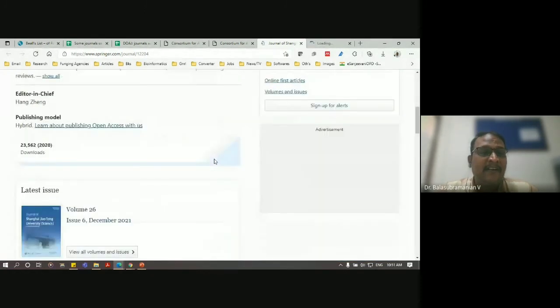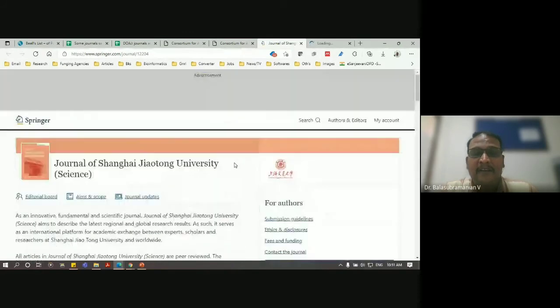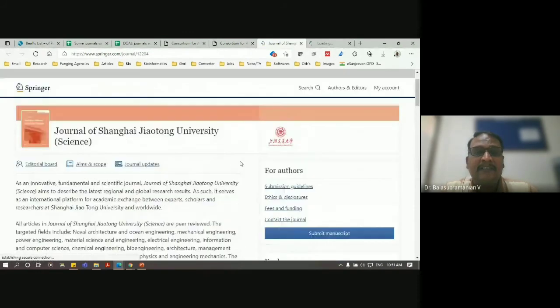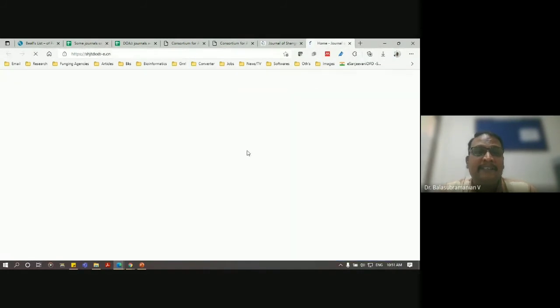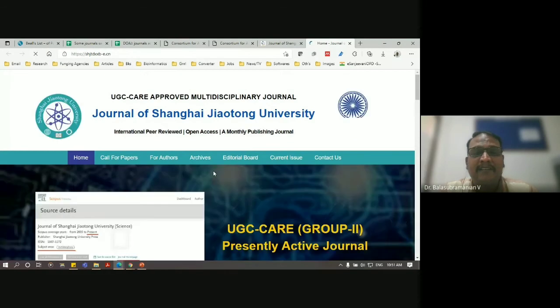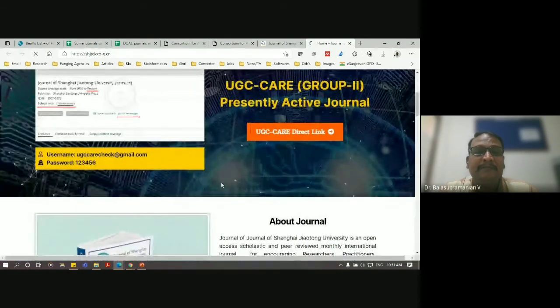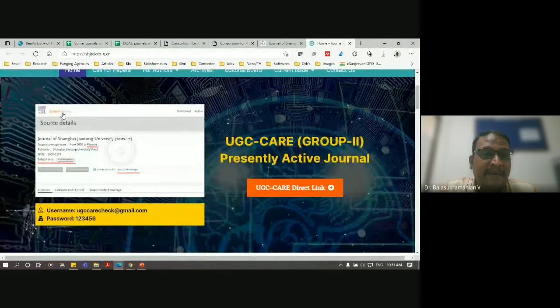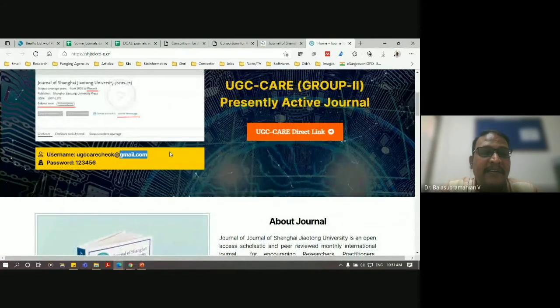They have a standard, and you can understand how we can submit. And this is the original website. If you look at the duplicate website, you can see it is a duplicate. They mention a UGC group 2 journal, but they are mentioning Scopus preview. This is not an original image, and there is no user ID, only gmail.com.